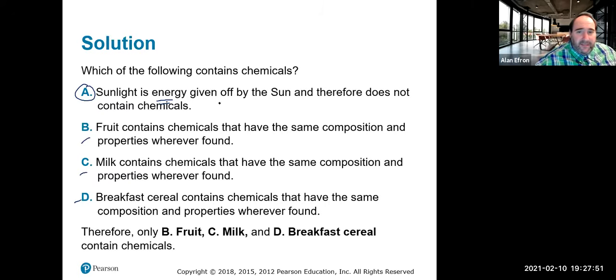Now, there's two words that people sometimes have problems with or get confused by. Those two words are molecule and compound. What is the difference between these two things? Before we get to those two things, we should talk about elements. Elements are sort of like the alphabet. There's only 26 letters in the alphabet.